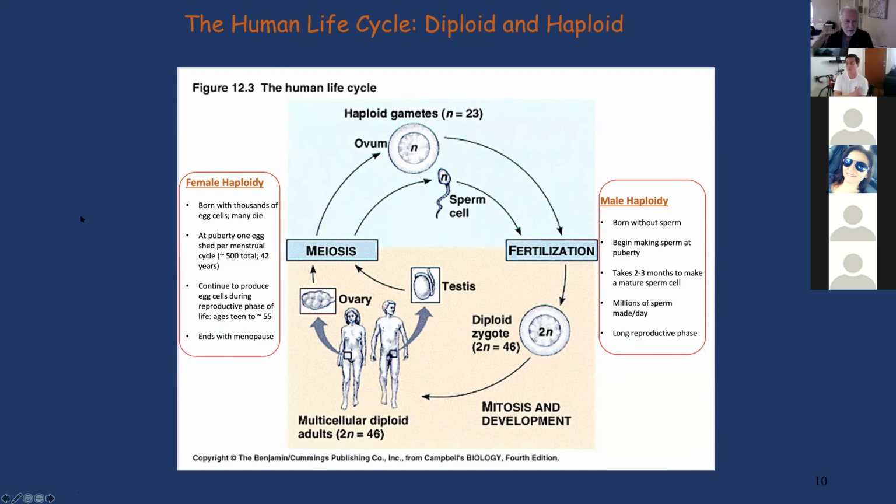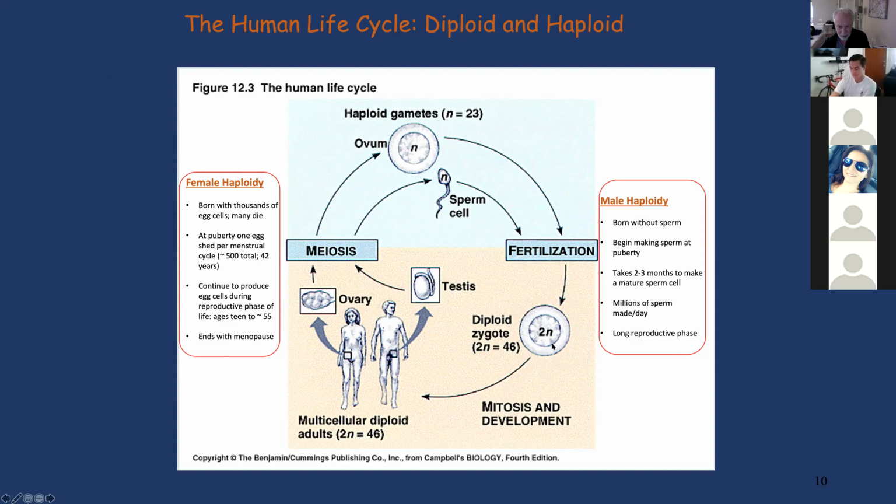So now let's consider the human life cycle. We humans have both a diploid phase and a haploid phase. And that's illustrated in this diagram. The haploid gametes have a chromosome number of 23. That's true in both the egg and the sperm. And if the sperm fertilizes the egg, now we have a diploid organism. Diploid chromosome number is 46.